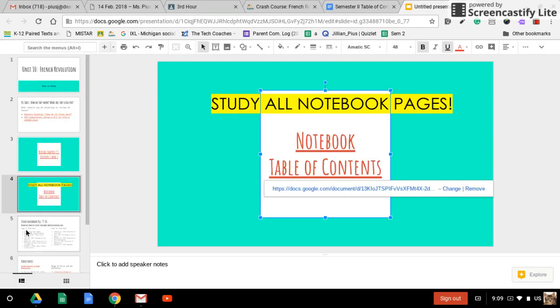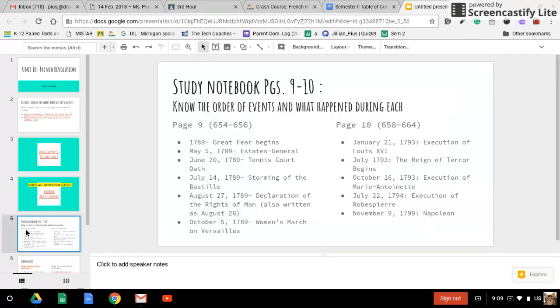The next thing that you can study, make sure you study your timeline that you worked on during class. Again, you received 5 points for each page for having it done in class. If you haven't finished it yet, I would make sure that it's done for tomorrow because that is going to be a portion of the test. So it says here that you need to know the order of the events and what happened during each. So you need to understand exactly, I'm not going to give you exact dates, but you need to know the order in which things happened.